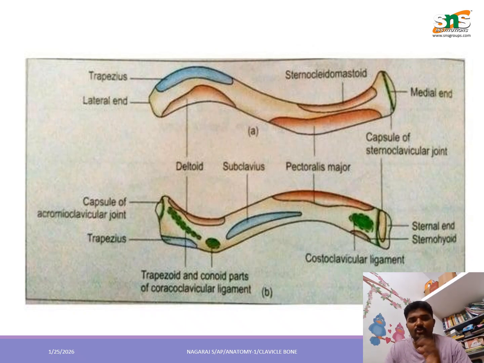First, see the capsule of the acromioclavicular joint. On top of the capsule is the attachment of the deltoid muscle, and below it the trapezius muscle. The central part of the clavicle shaft gives attachment to the subclavius muscle. The sternal end serves the pectoralis major attachment, the costoclavicular ligament, and the sternocleidomastoid muscle. Below that, the trapezoid and conoid parts of the coracoclavicular ligament are also attached.